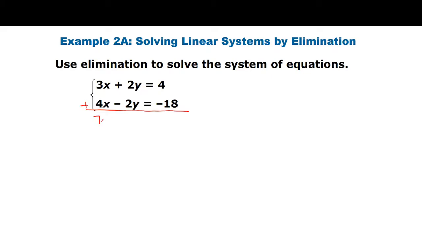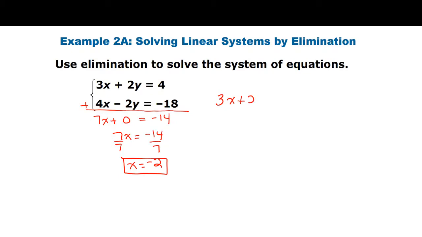We end up getting 7x plus 0 equals negative 14. So now we just have 7x equals negative 14, and now we can easily solve. So x equals negative 2. Now be really careful, because it's always so tempting to say, oh, I'm through, but we haven't solved for y yet. So we need to go back and solve for y.